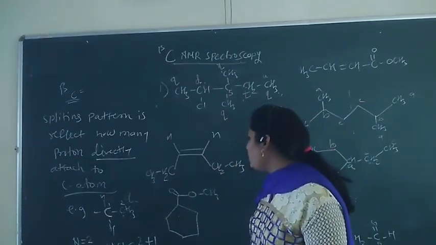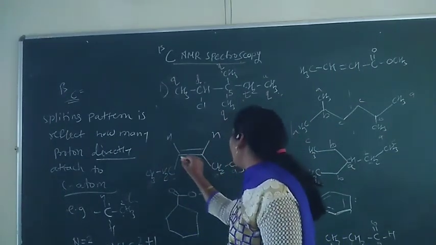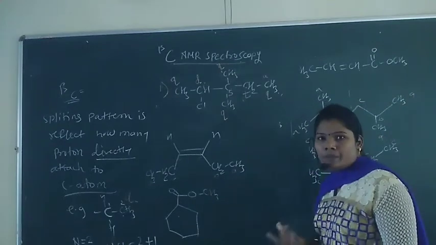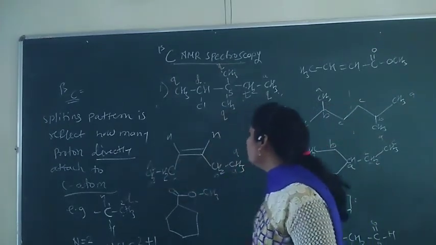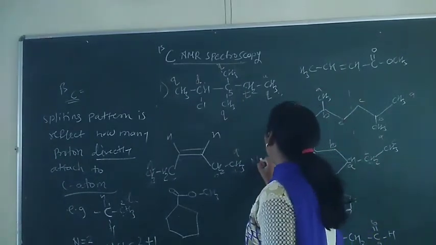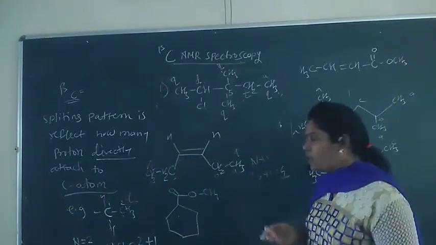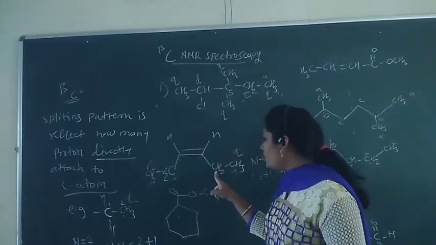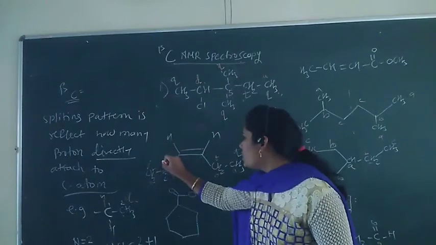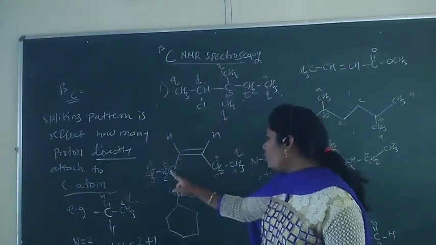Let me take another example. How many signals? This is A, B, B, and this is C. Both of these CH3 groups give a quartet. Why? Because this carbon is attached to 3 hydrogens, so n plus 1 is 3 plus 1 equals 4, a quartet. These CH2 groups show a triplet, because each CH2 is attached to 2 hydrogens directly, so 2 plus 1, triplet. Both of these carbons show a triplet.